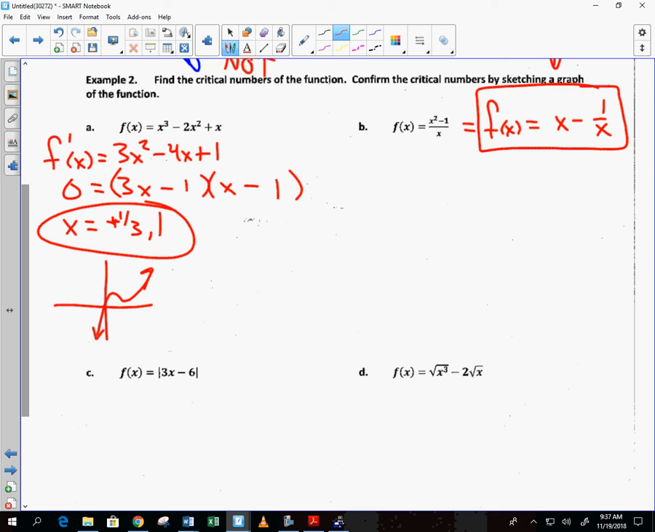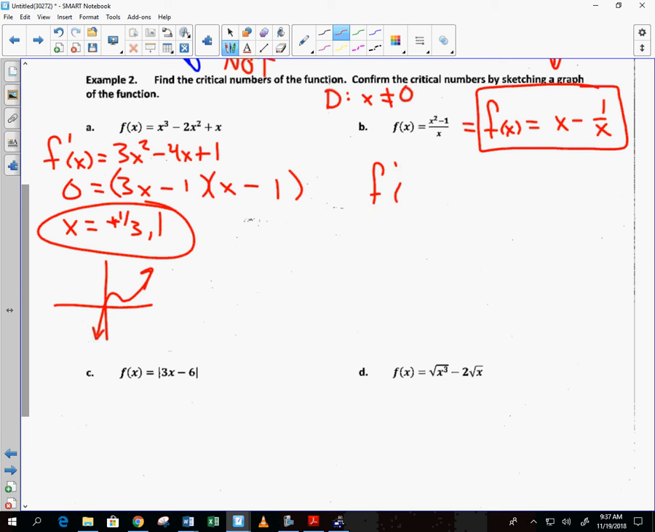0. Why? Yep, it's undefined at 0. Would you agree that the domain for this graph is x cannot be equal to 0? Okay? So we should see that same thing pop up in the derivative. We won't have a critical number there because it's not actually part of the domain, but it should pop up.